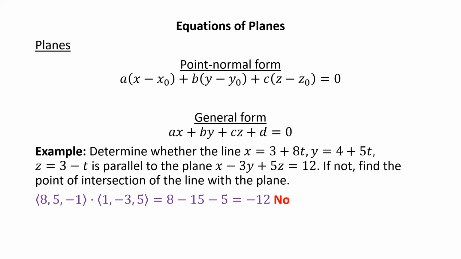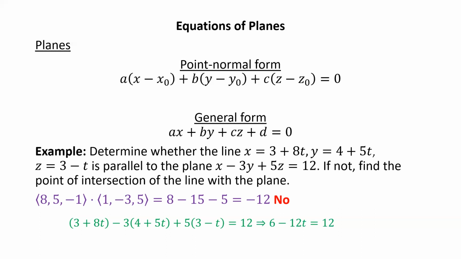We'll start by finding the t value at which the point of intersection occurs. To do that, we'll replace x, y, and z in the equation of the plane by what they're equal to in terms of t from the parametric equations of the line. So in place of x, we put 3 plus 8t, and then we get minus 3 times y, which is 4 plus 5t, plus 5 times z, which is 3 minus t, equals 12.